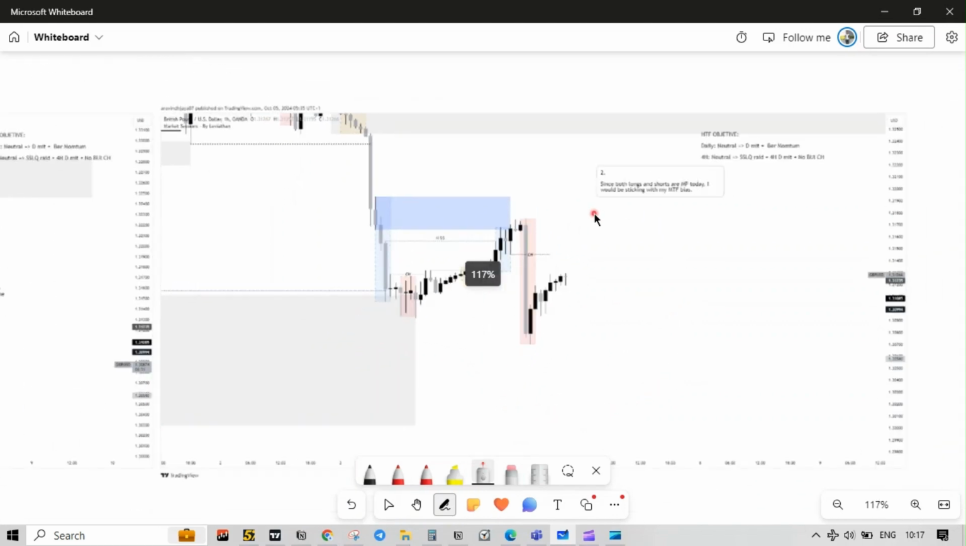So I had to sit on the sidelines for GU and I was focusing on EU because there was some clean setup and there was some POI with which I could deal. But unfortunately, that POI failed and eventually price moved in my direction. If the POI didn't fail, then I could have got that news, the bearish momentum. But since the POI failed, I had to give up that bearish idea. So it is what it is.